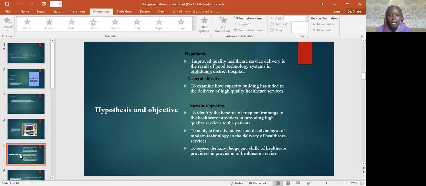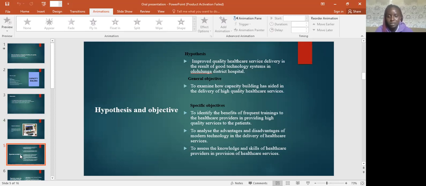And then we have the hypothesis and the objectives. The hypothesis was improved healthcare service delivery is the result of good technology system in the Ololunga District Hospital. So quality healthcare service delivery is the result of good technology system. If we have good technology systems, good digital machines, it's going to improve the quality of delivery of healthcare services. The general objective is to examine how capacity building has aided in the delivery of high quality healthcare services.